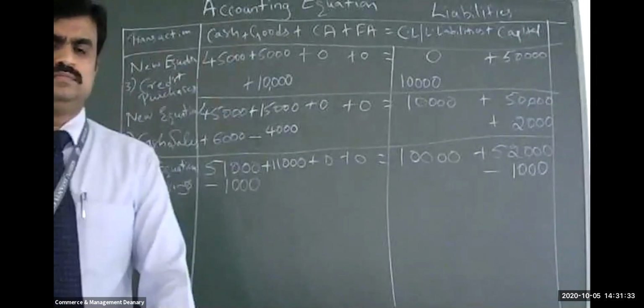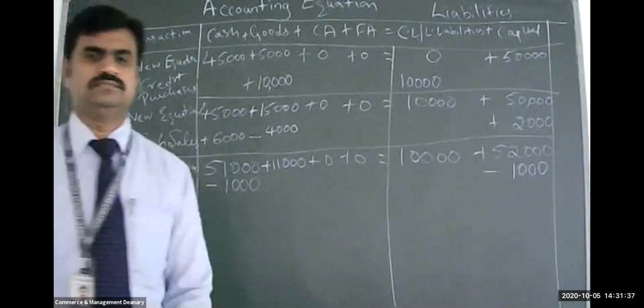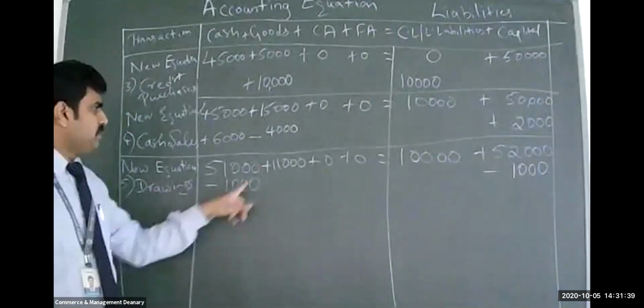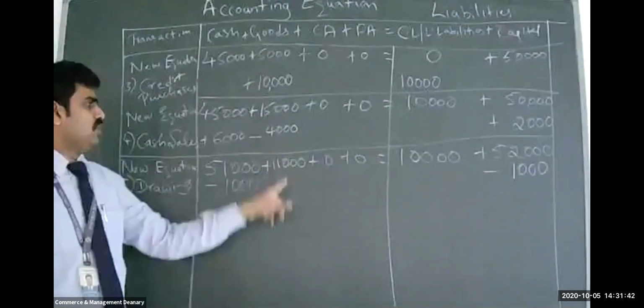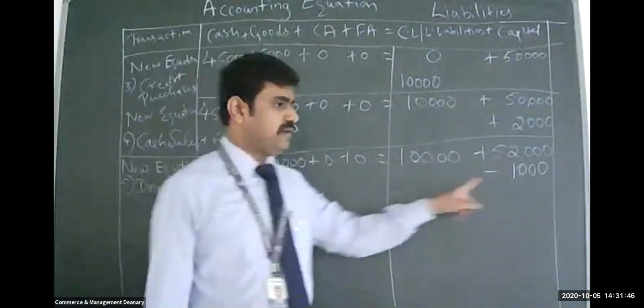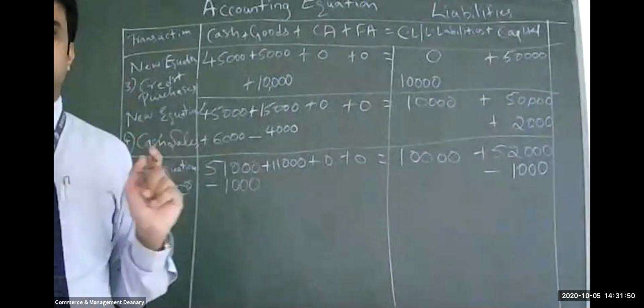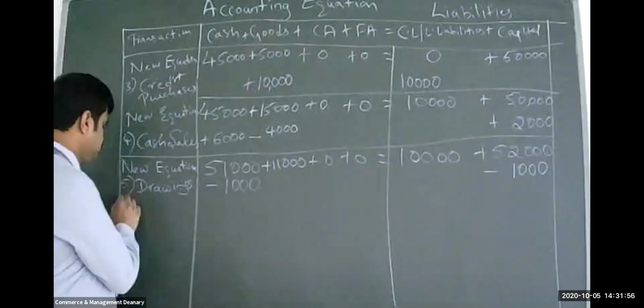In case he is withdrawing goods, what will you do? He is not withdrawing cash, but he is withdrawing goods. Then you have to minus from goods, not from cash. And then you have to minus from capital. Clear? Understood that transaction? Yes, sir. Write down the new equation now.